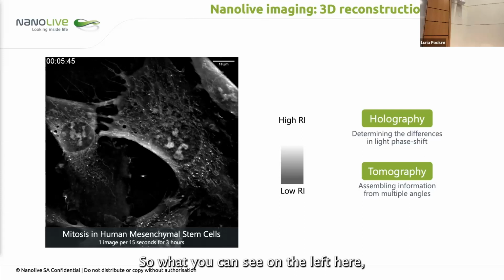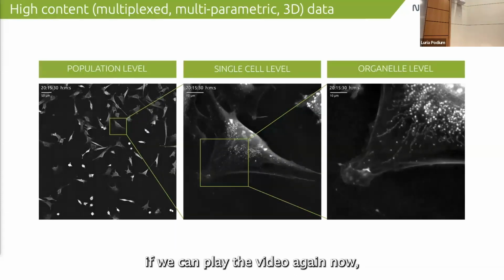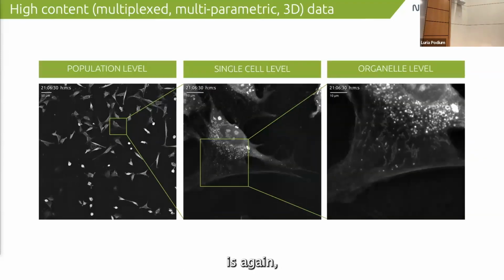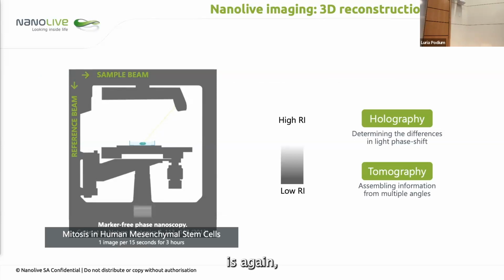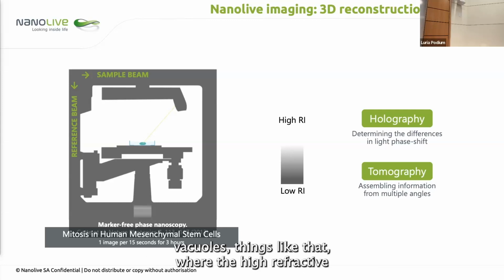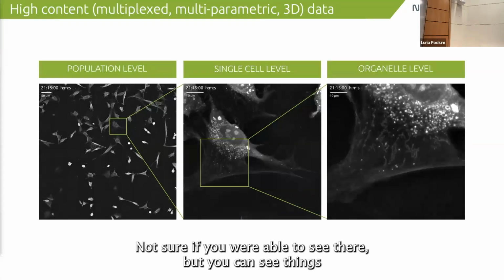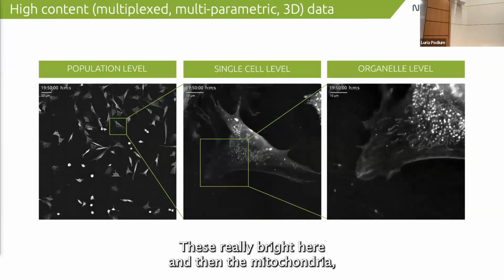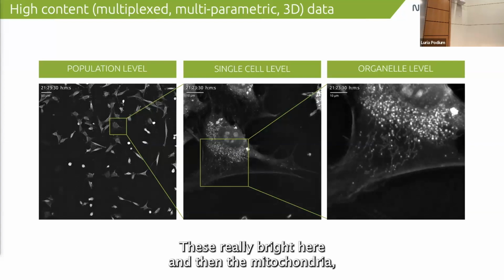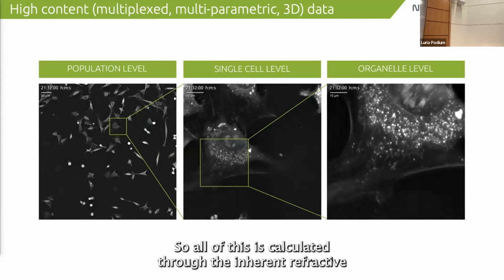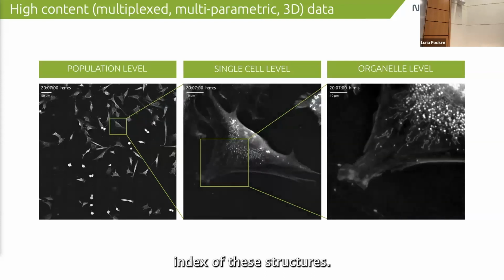So what you can see on the left here, if we can play the video again, there we go, really quickly here. Structures that have a low refractive index will appear darker, like the media, vacuoles, things like that, where the high refractive index structures will appear very bright, something like a lipid droplet. I'm not sure if you were able to see there, but you can see things like the lipid droplets here, these really bright kind of punctae here. And then the mitochondria, you can see as these long stringies. So all of this is calculated through the inherent refractive index of these structures.